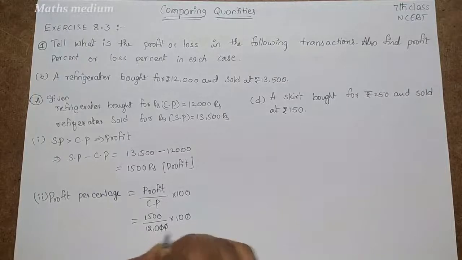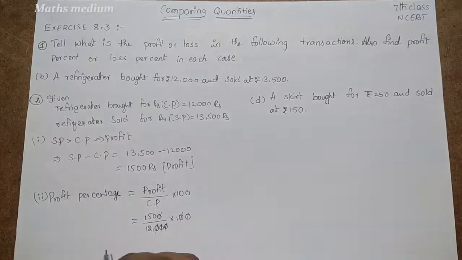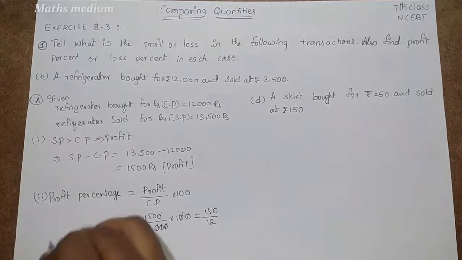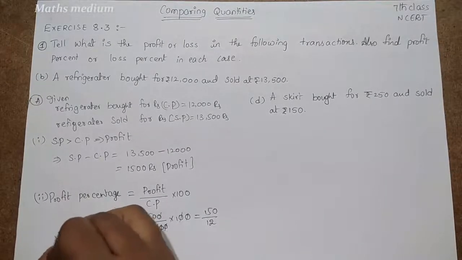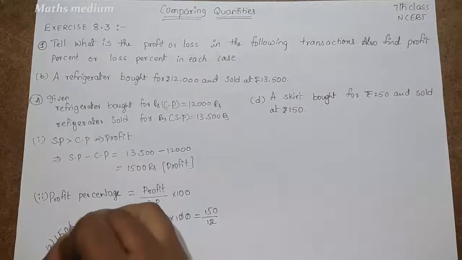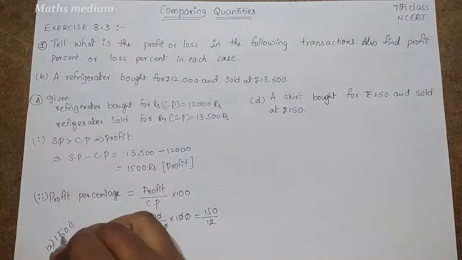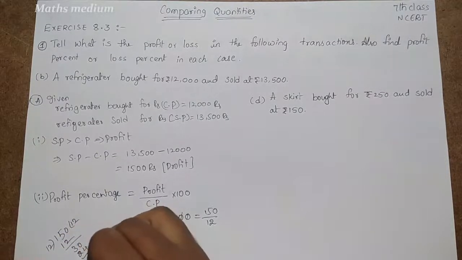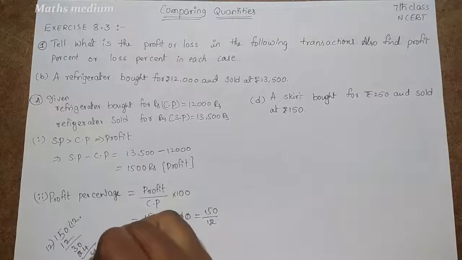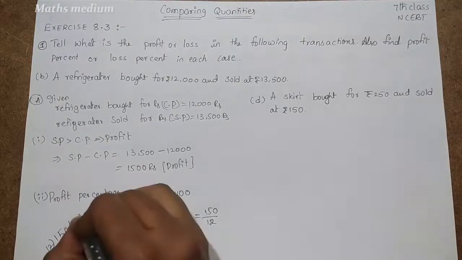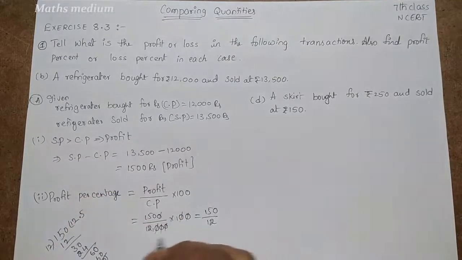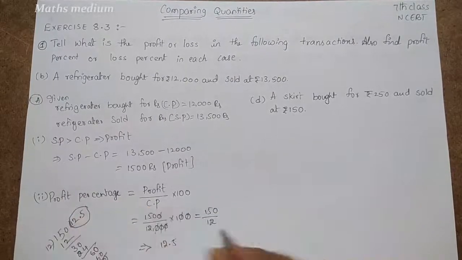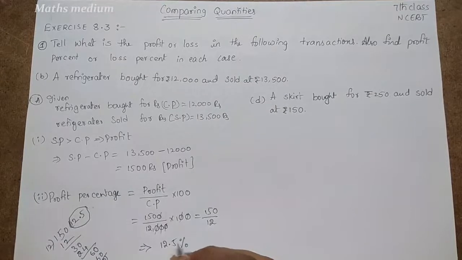0 0 cancel, 0 0 cancel, 0 0 cancelled here. So here 150 by 12 is remaining. So 150 is divided by 12. 12 ones are 12. 3 is remaining. 3 0 30. 12 twos are 24, 6 is remaining. Put a point here. Here we got another 0. 12 5s are 60. So that is 12.5. This is the percentage. 12.5% is the profit percentage.